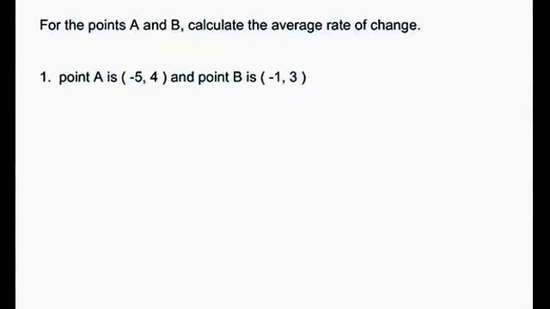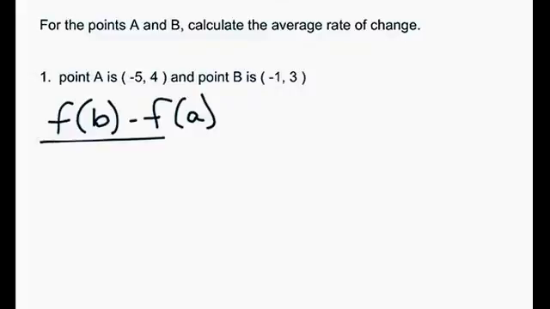Okay, here are the instructions for the first section of your assignment. For the points A and B, calculate the average rate of change. Now I'm going to go ahead and write the average rate formula here, f(b) minus f(a) over b minus a. Okay, now for problem number 1, it says point A is (-5, 4), and point B is (-1, 3). So first, let's think about if this was just asking for slope.